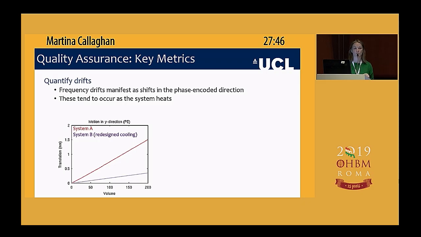So here's an example of what you might see over the course of an experiment, and I'm showing you two different systems here. And the difference between them is a redesign of the cooling that's being used for the gradient system. And you can see that the drift is really very different across the two systems.